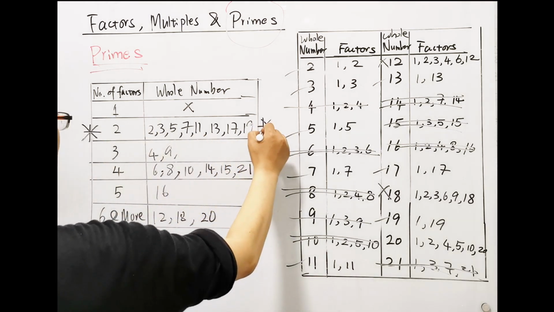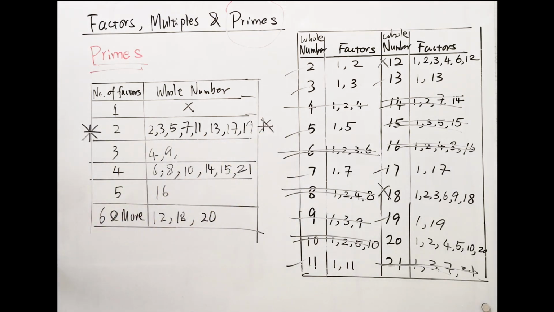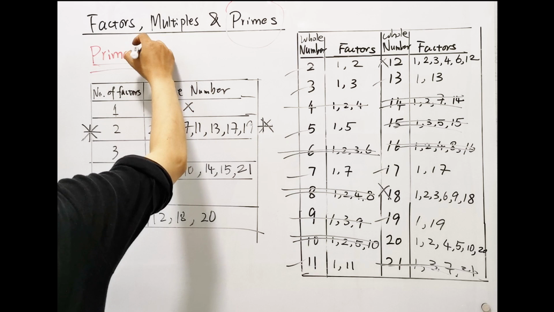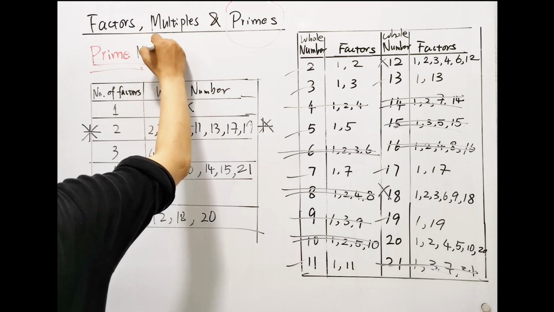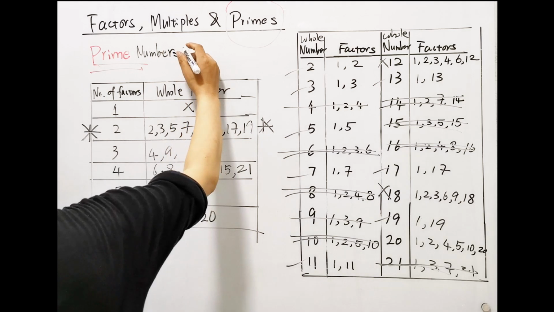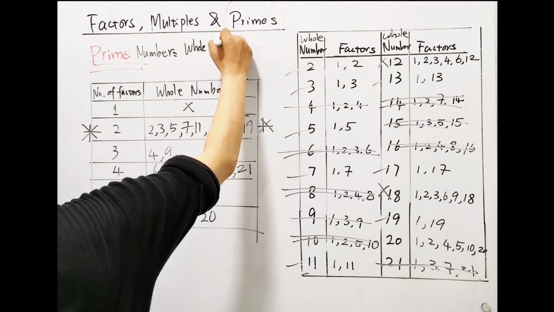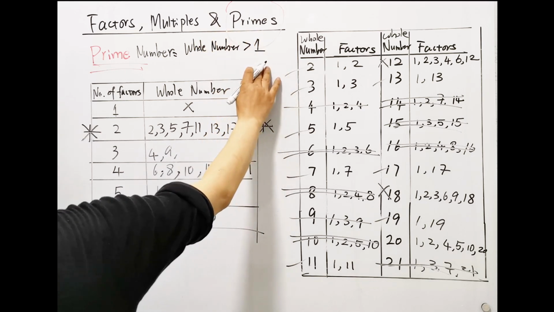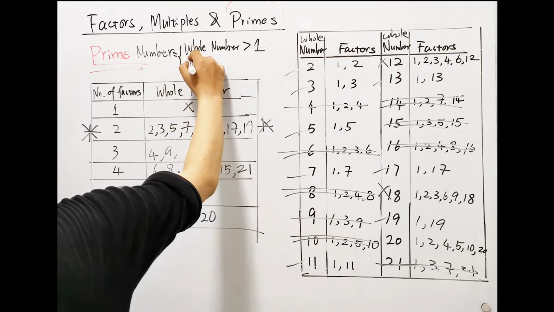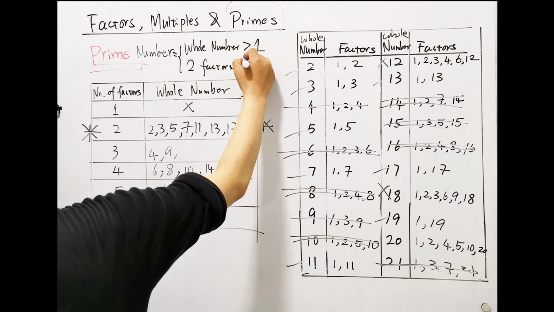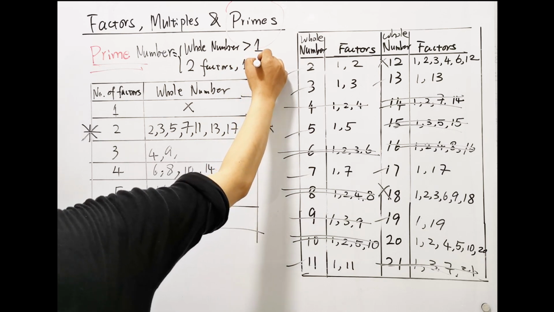This is very important. We call them prime numbers. So a prime number is a whole number greater than 1 and has only two factors, which are 1 and itself.